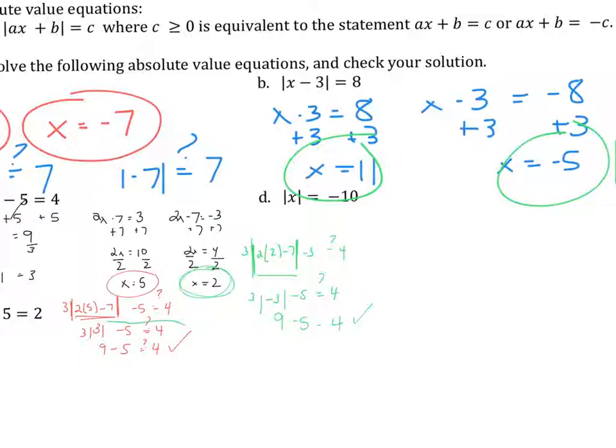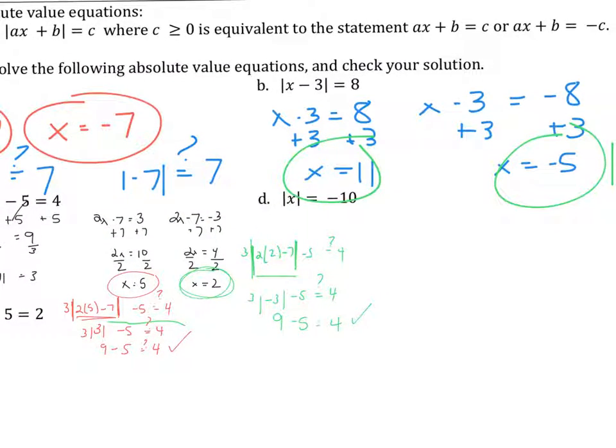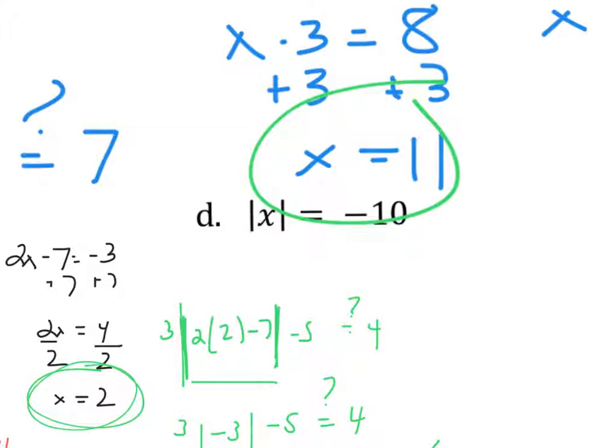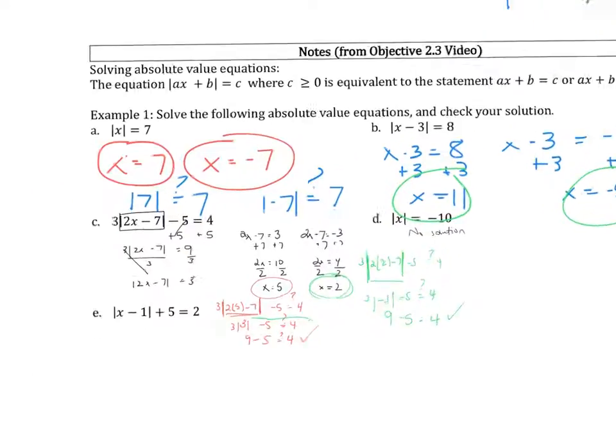All right, let's take a look at this last question. Absolute value of x equals negative 10. Absolute value is a distance, which means that the answer cannot be negative, which means if you have something like this, the solution is no solution because no number that you plug in there will come out with an absolute value of negative 10.